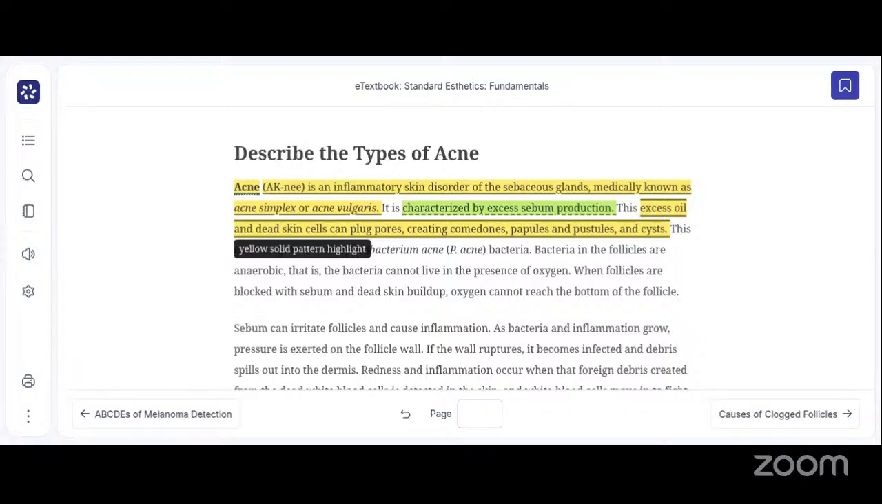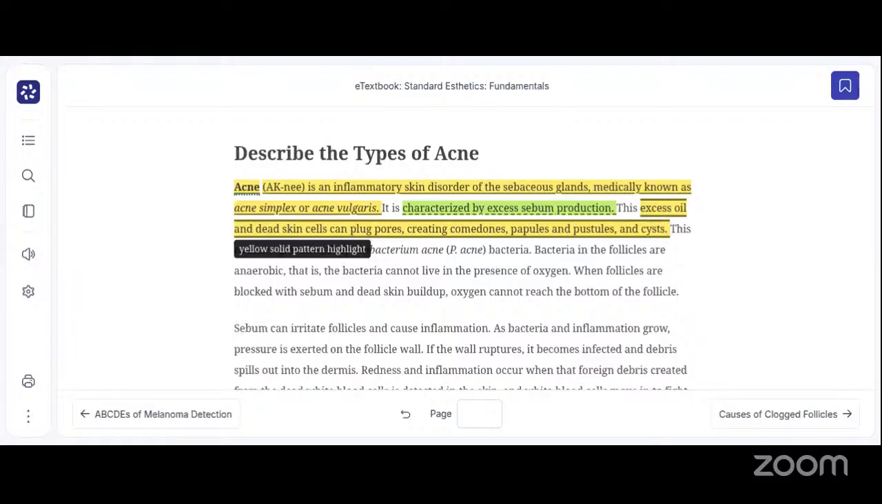So now that the pores are clogged, they create comedones. We learned that comedones are blackheads and whiteheads. So when you see a client that has blackheads or whiteheads, that is the beginning stages of acne. You've got to clean that out because if they don't clean it out, they're going to have another problem down the line.